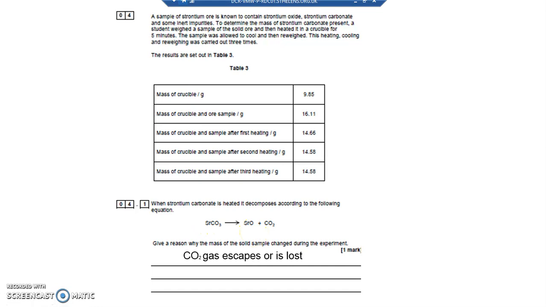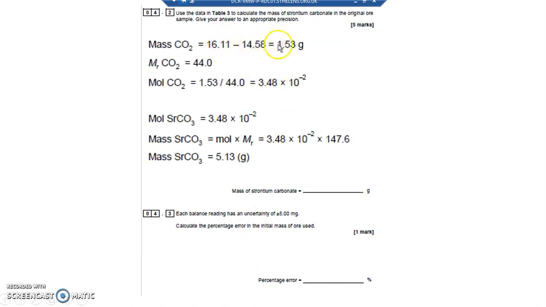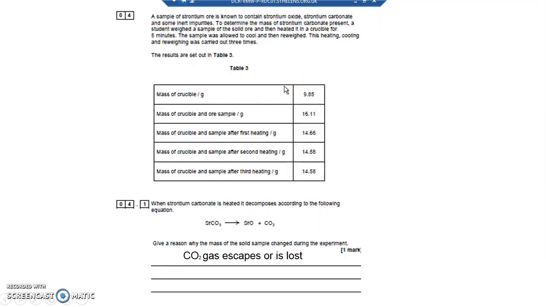So 16.11 take away 14.58 is the mass of the carbon dioxide. 1.53 grams of carbon dioxide. Now I know carbon has a mass of 12, oxygen has a mass of 16, so I've got 12 add 2 16s. 44 is the Mr of carbon dioxide. Moles is mass, 1.53 divided by 44, 3.48 times 10 to the minus 2 moles of carbon dioxide are made.